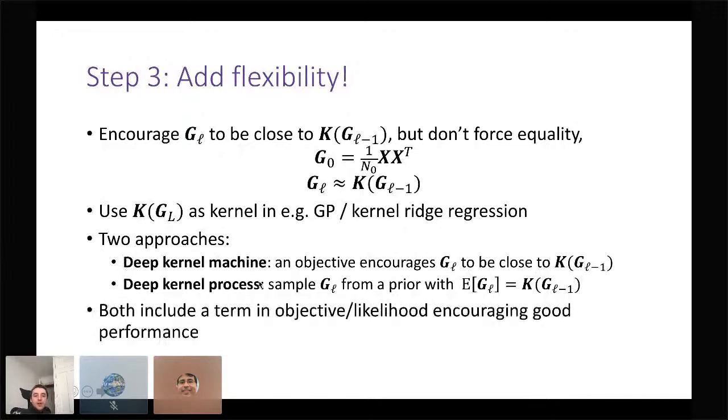Okay. And then in both of these approaches, both the non-Bayesian deep kernel machine and the Bayesian deep kernel process, we're going to include a term in the objective or the likelihood which encourages good performance on your task. So low mean squared error or good classification performance, for instance.